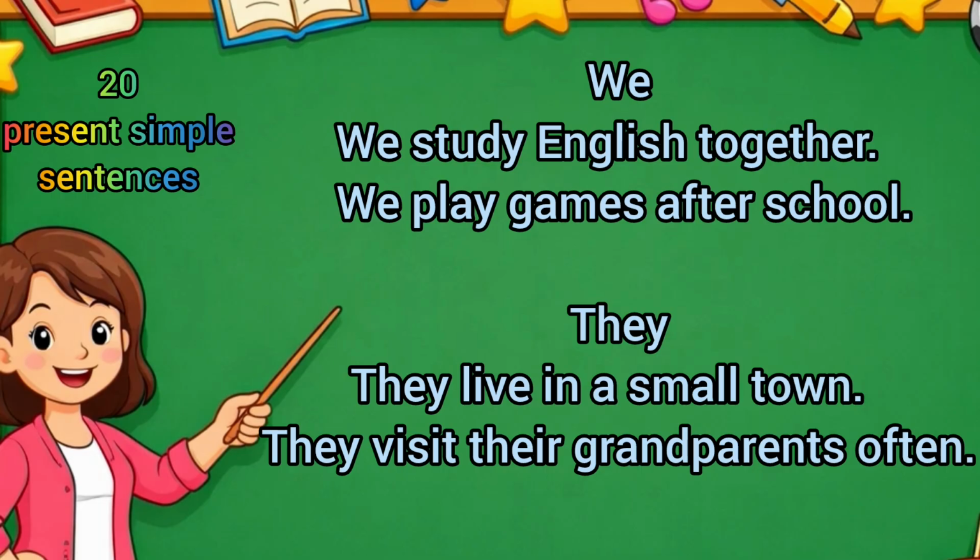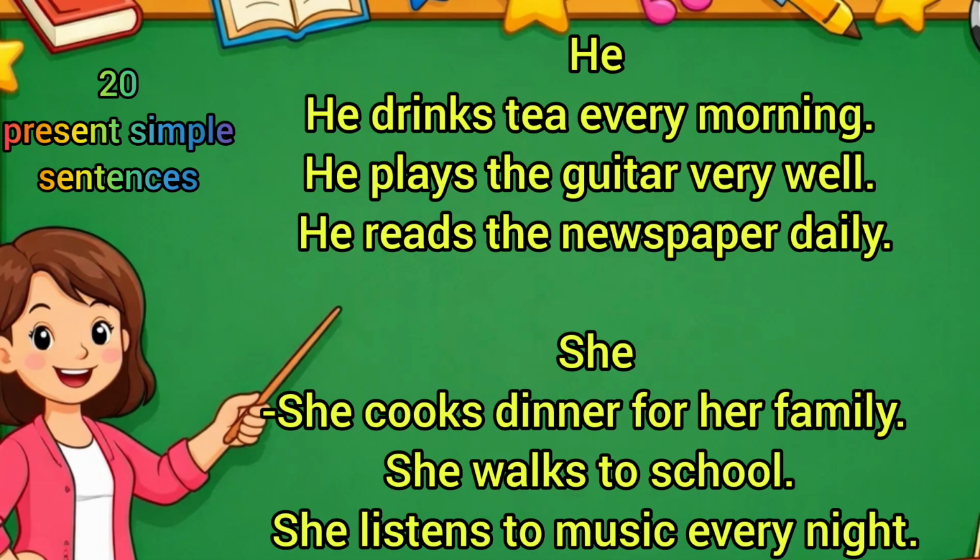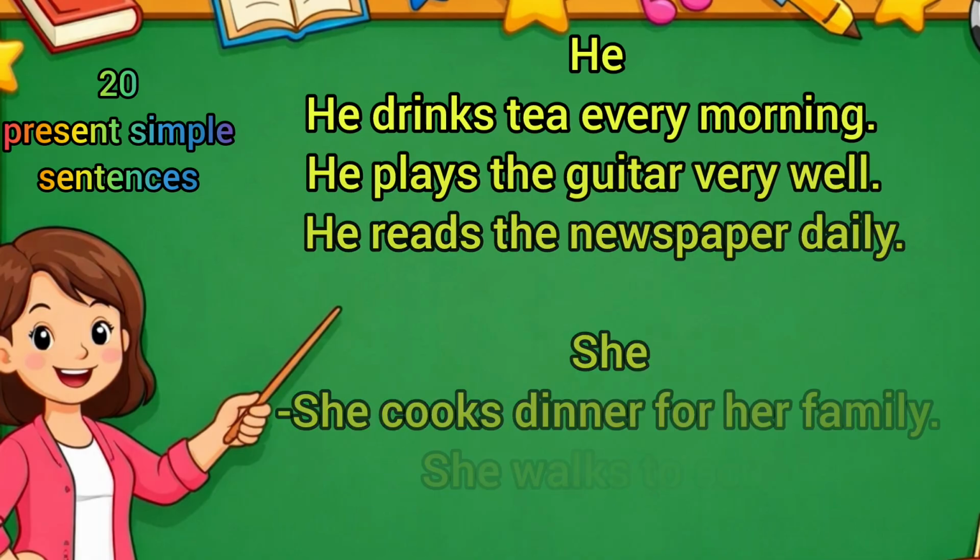They live in a small town. They visit their grandparents often. He drinks tea every morning. He plays the guitar very well. He reads the newspaper daily. She cooks dinner for her family. She walks to school. She listens to music every night.